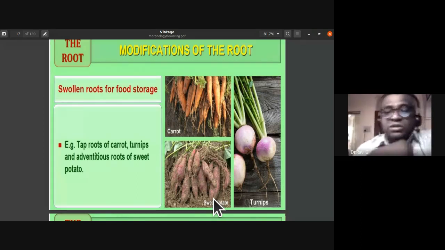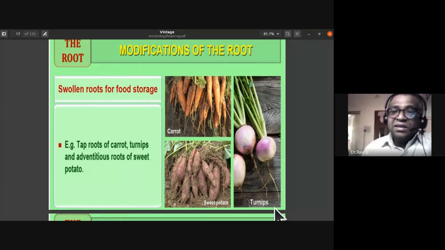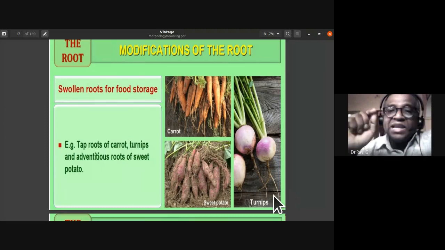So you might ask me, sir, why do you call sweet potato a root, but you say potato is a stem? See, for any structure to be called a root or stem, there should be a certain definition. The roots have root hairs. Sweet potato has root hairs, carrot has root hairs, turnip has root hairs. But potato doesn't have root hairs. It instead has the eye of the potato, or buds, as we call them.